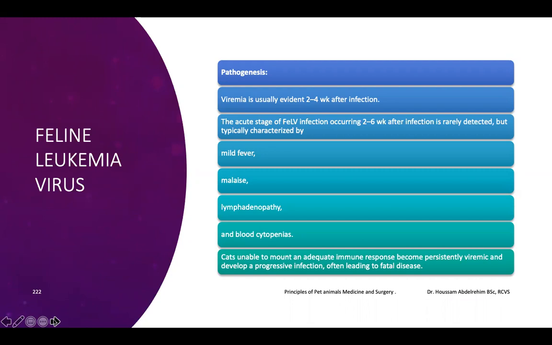Mild fever, malaise, lymphadenopathy, and cytopenias. Cats unable to mount an adequate immune response become persistently viremic and develop a progressive infection, often leading to fatal death.